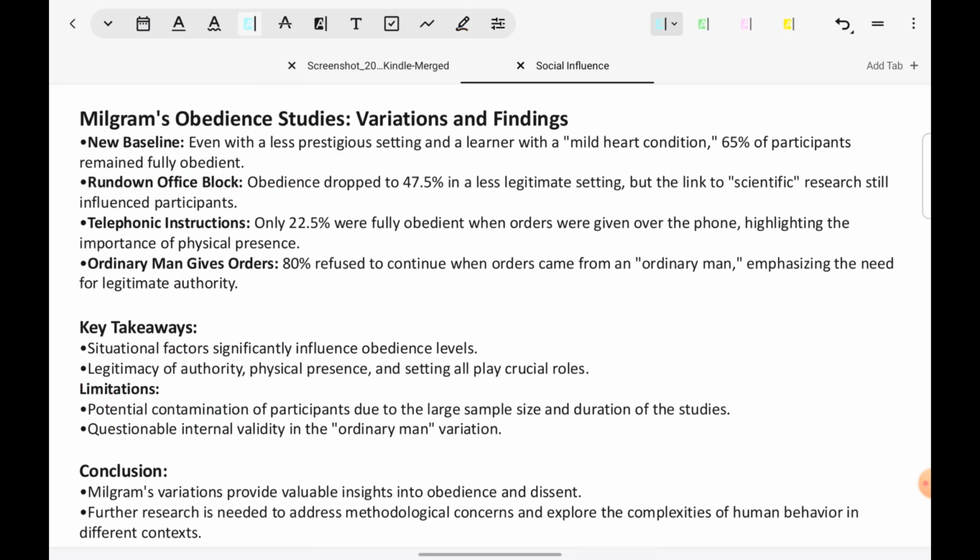Now, Milgram also did many variations on his study. He kept on manipulating different factors to see. As we have seen, many factors are related to obedience, and we will see more ahead also.